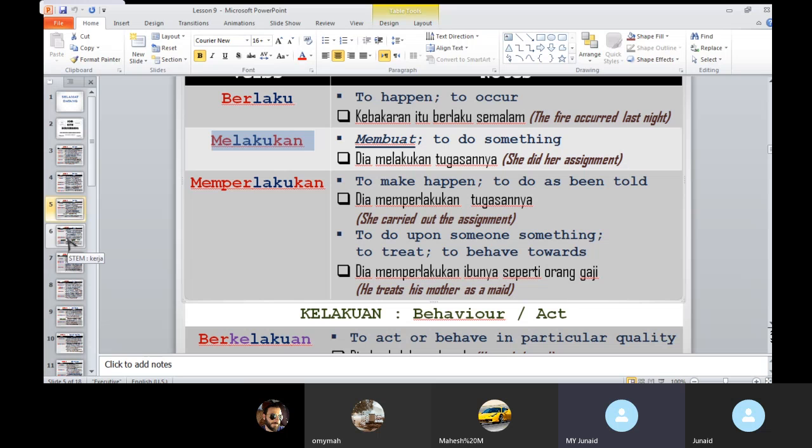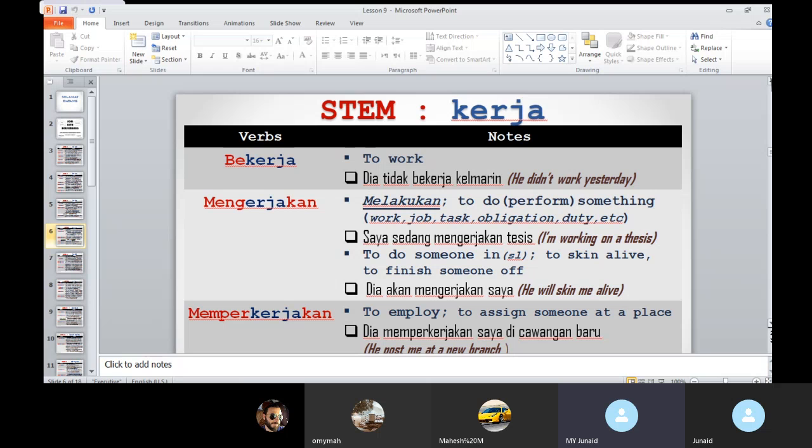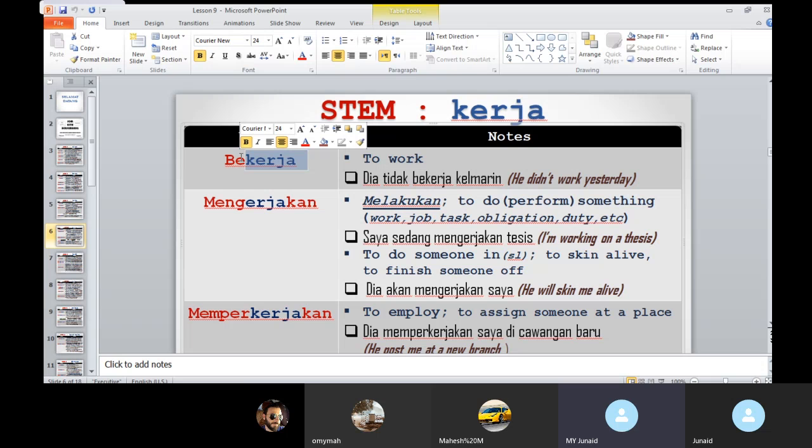The next verb, kerja. Kerja means to work. So bekerja means to work. Dia tidak bekerja kemarin. So he didn't work yesterday. Don't worry. You can use bekerja or just use kerja. It's okay. We can understand. So like, awak tak bekerja hari ni. You're not working today. Or maybe you can simply say, awak tak kerja hari ni. Without using bekerja, or kerja. It's okay.